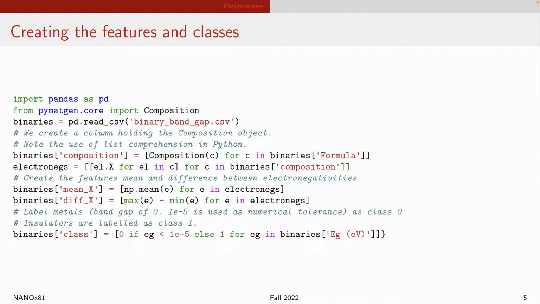And also the data is actually the raw bandgap. So what I'm going to do is create my target, which is the class, whether it is insulator or metal, by defining that if the bandgap is less than some very small number, like 1e-5, I'm going to classify it as class 0, which is basically metal, and otherwise I'm going to classify it as 1, okay?